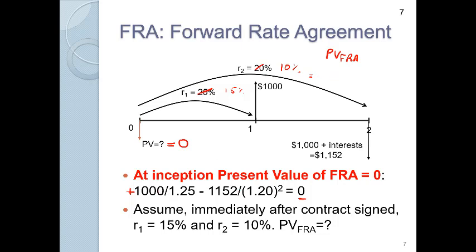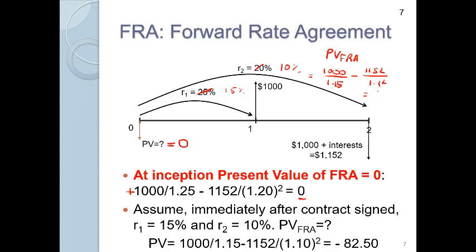So you go and apply exactly the same formula that you have here. You take the 1,000 and you discount at a rate of 1.15, and then you subtract the 1152 over 1.1 squared, and you're going to get minus 82.5. So this would be the new PV, the new present value of your forward rate since the interest rates change.